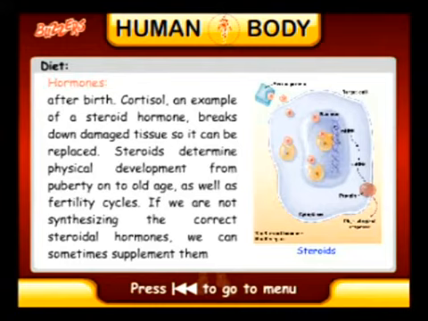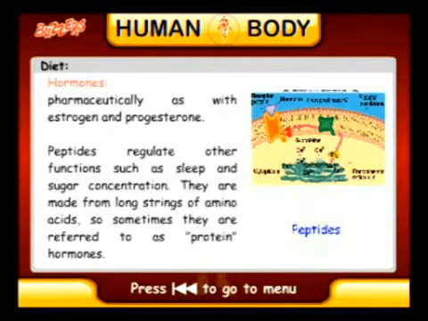Steroids determine physical development from puberty on to old age, as well as fertility cycles. If we are not synthesizing the correct steroidal hormones, we can sometimes supplement them pharmaceutically, as with estrogen and progesterone. Peptides regulate other functions such as sleep and sugar concentration. They are made from long strips of amino acids, so sometimes they are referred to as protein hormones.